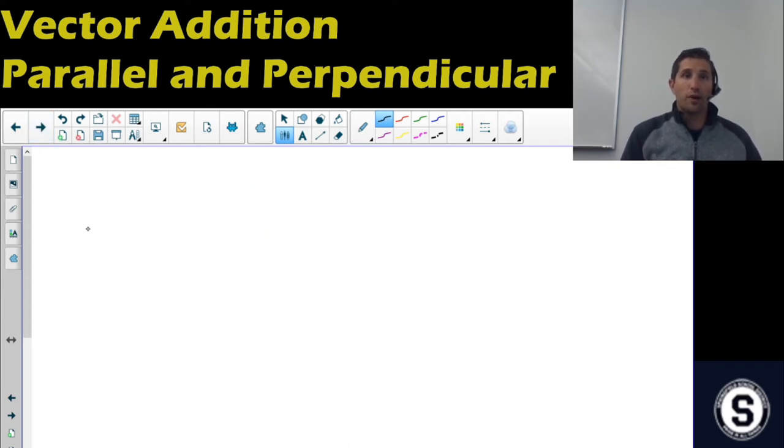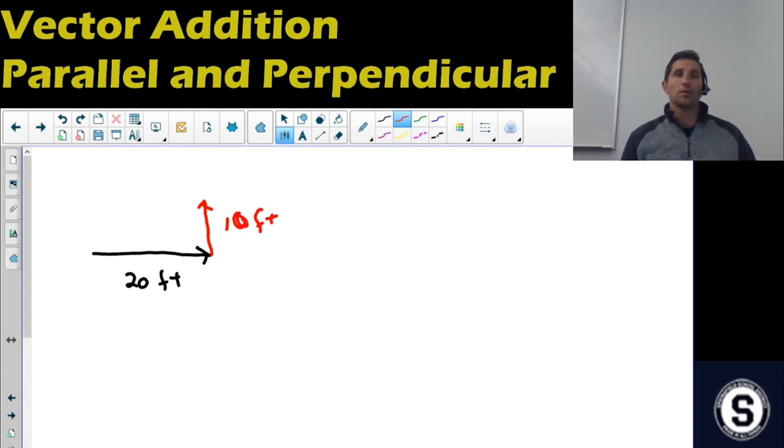Okay, so we have 20 feet to the east. I'm going to draw that like this. So we have 20 feet this way. And then we're going 10 feet to the north. I'll use a different color here. Like this. Should be a 10. We started here and we ended up over there. How far and what direction are we from the starting point?